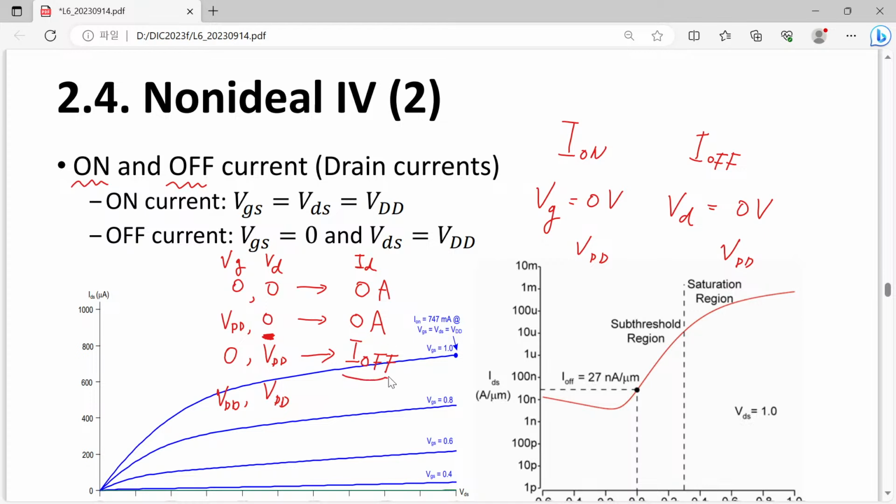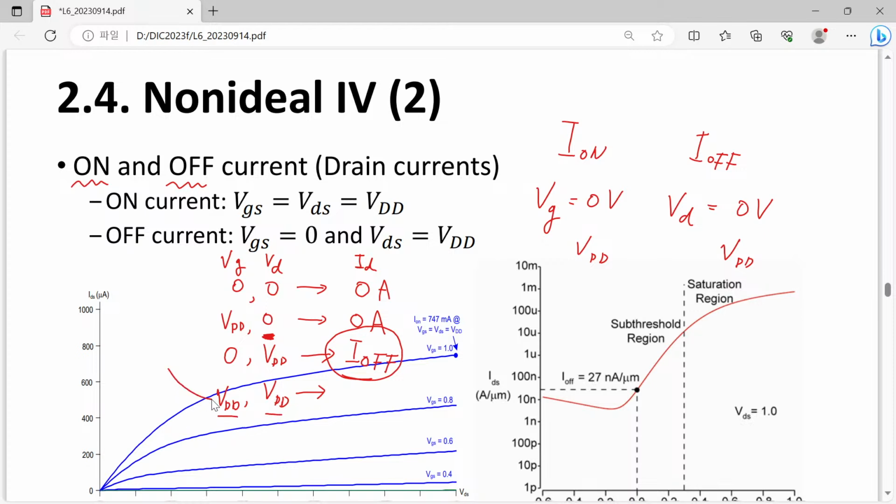So this is a critically important one, because this I_off describes the failure of our off condition, and this determines the off-state power consumption. And another one is V_DD and V_DD.